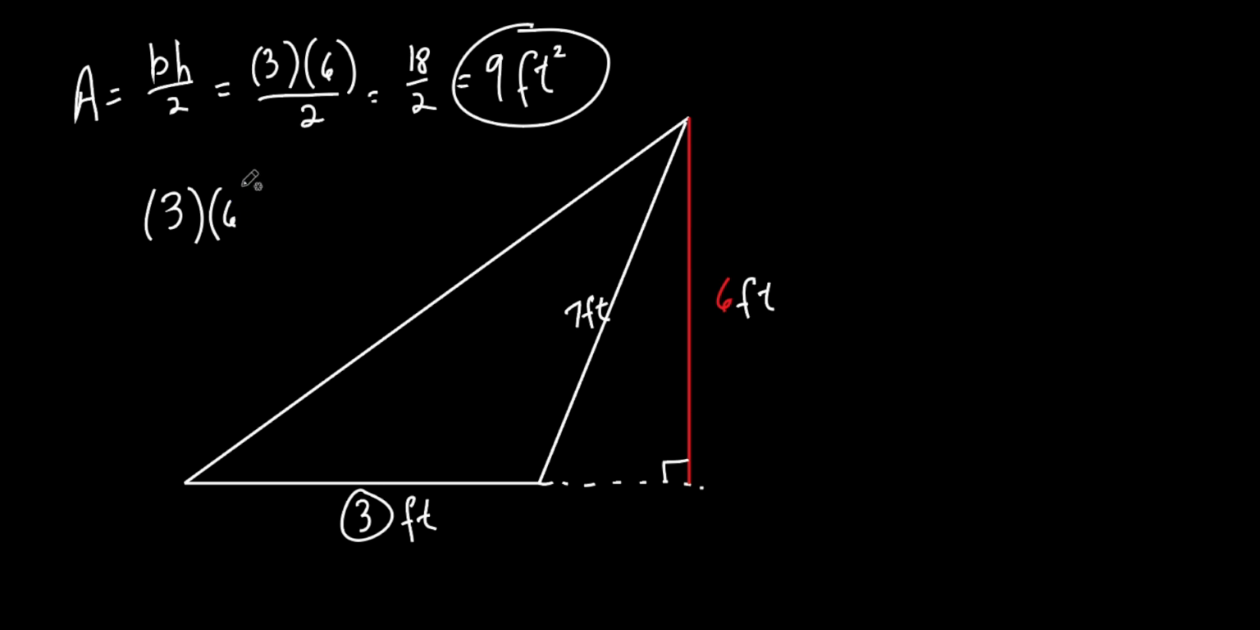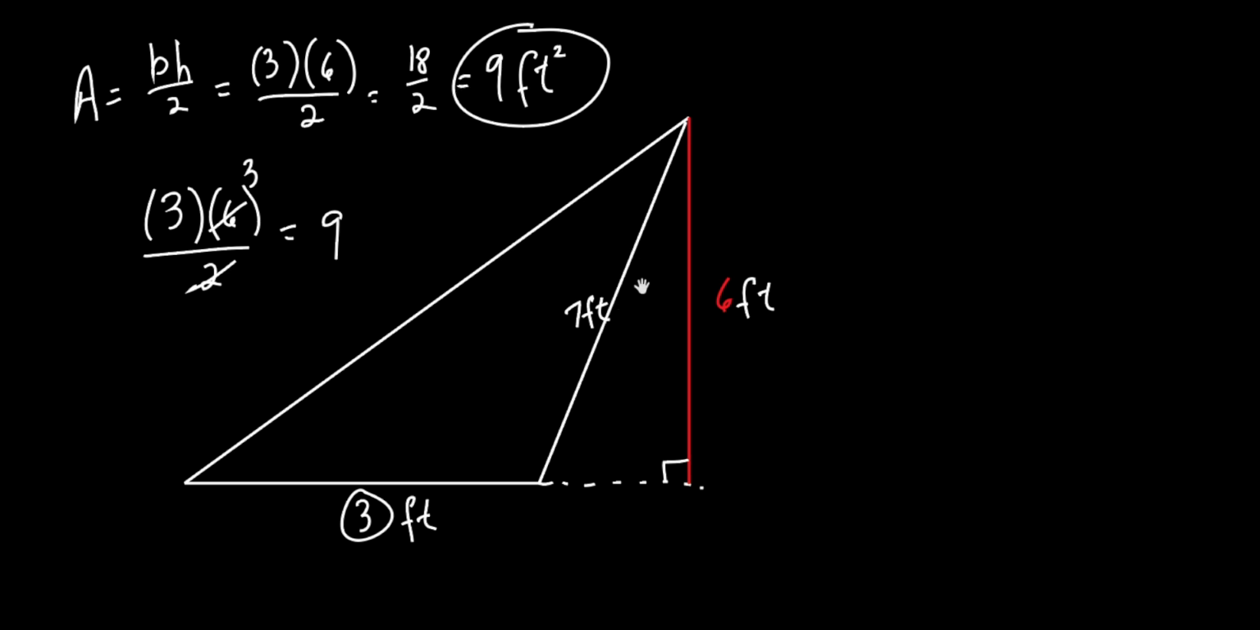Well, watch. The way I did the other one. Okay, watch this. 2 divides into what? Into the 6. So 2 goes into 2 once. 2 goes into 6 what? 3 times. 3 times 3 is 9. See, I get the same answer. Doesn't matter how you do it.